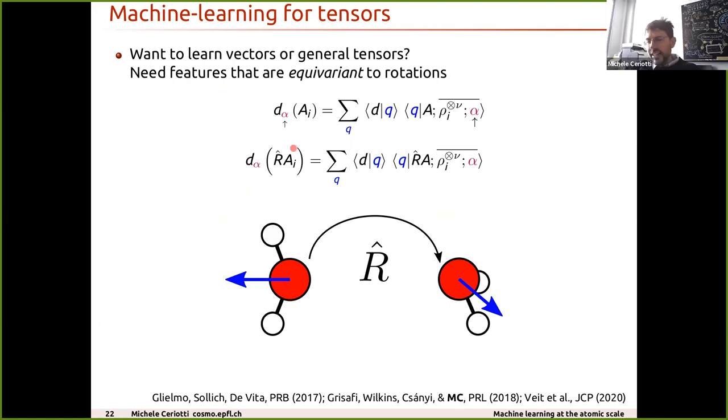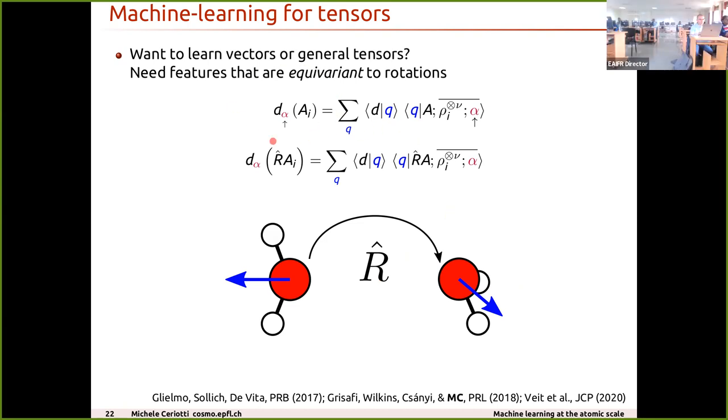So equivariance is essentially a generalization of the concept of invariance. If you look at the energy of a molecule, it doesn't change when you rotate the molecule. But if you look at something like the molecular dipole, if you rotate the molecule, the dipole moment will rotate, but it will rotate in a very precise way. It will rotate according to the same rotation matrix that determines the rotation of the molecular geometry.